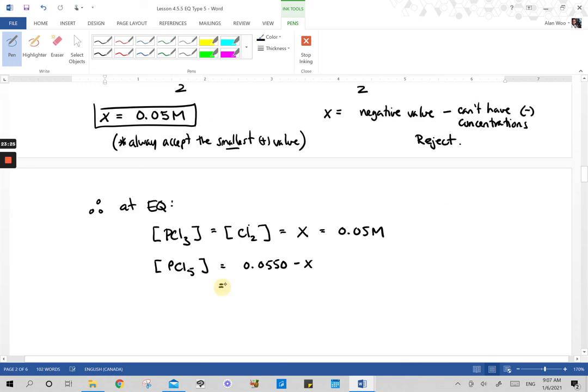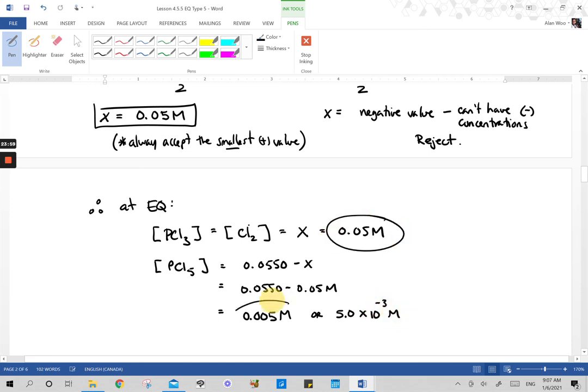Okay, so we just substitute the X value in, and we get 0.005 molarity. Or, if you want to write it in scientific notation, it's 5.0 times 10 to the negative 3 molarity. Okay, so those are your equilibrium concentrations.